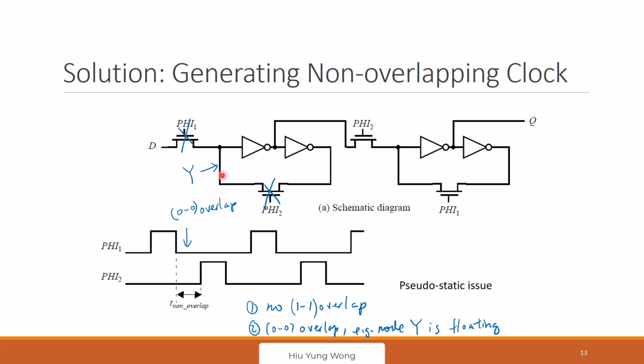Now, combined with what we learned earlier, can you tell me why this node has a problem if it is floating? Let's say the overlap is very long, then we are going to lose the information. We already learned a lot of device physics, right? Why will it change? Let's say it was at VDD. Do you remember?